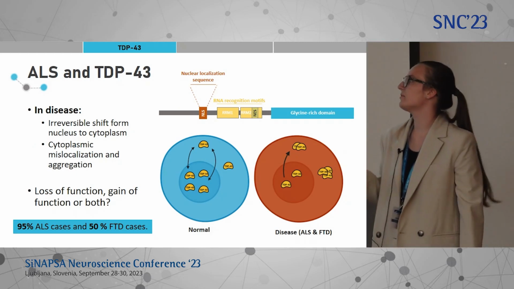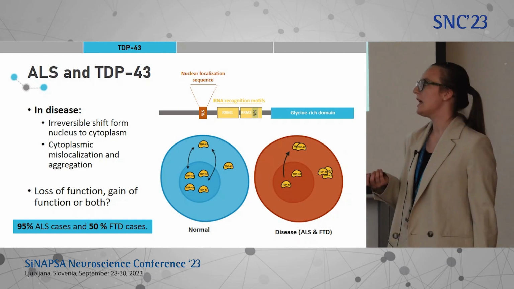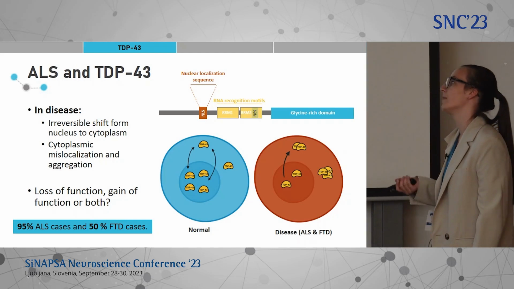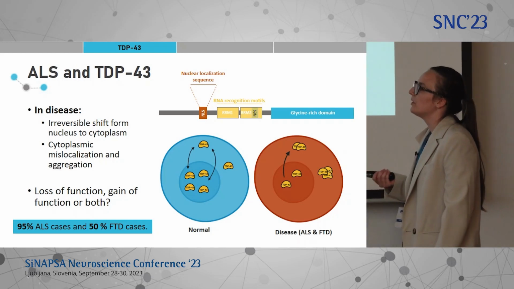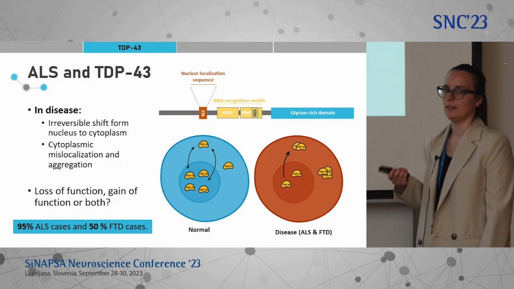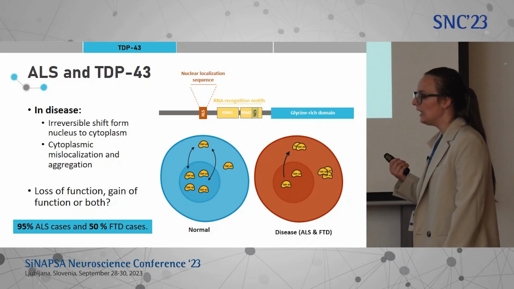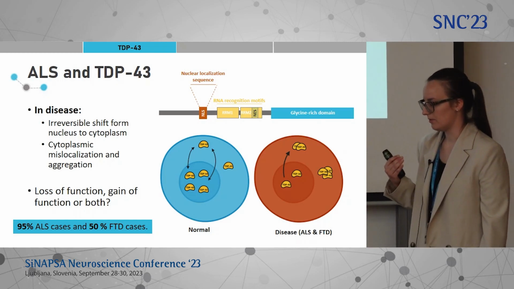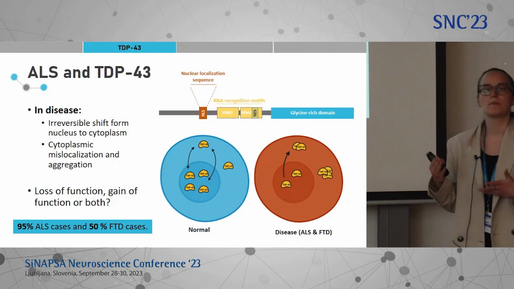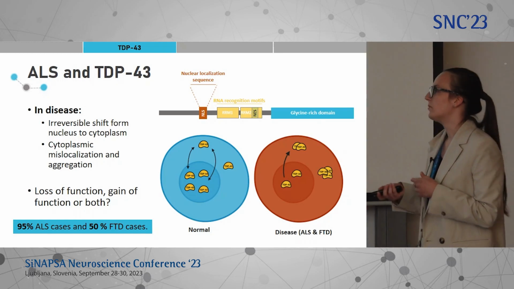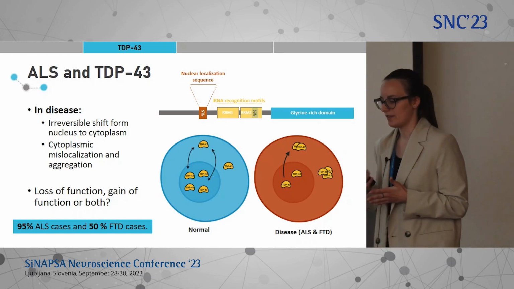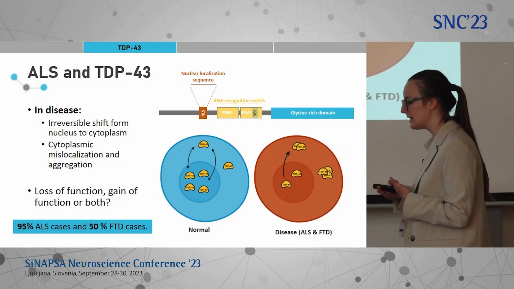In disease, an irreversible shift from nucleus to cytoplasm occurs. Cytoplasmic mislocalization and aggregation of TDP-43 is a hallmark of ALS. Approximately 95% of ALS cases and 50% of FTD cases are TDP-43 positive. Because in disease it is cytotoxic, we can say that TDP-43 becomes a fallen angel and really pushes patients through hell.